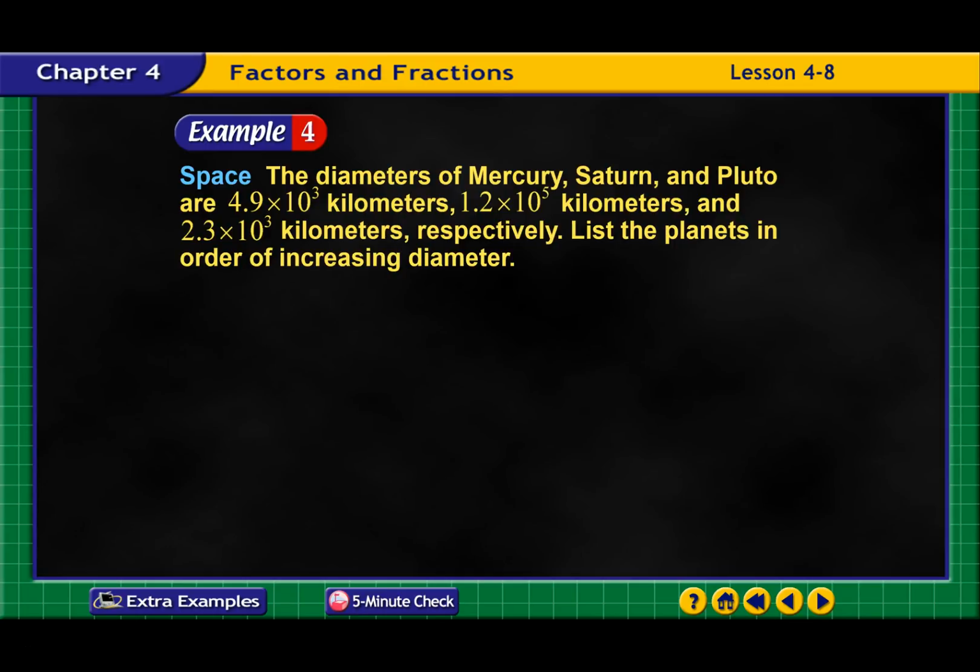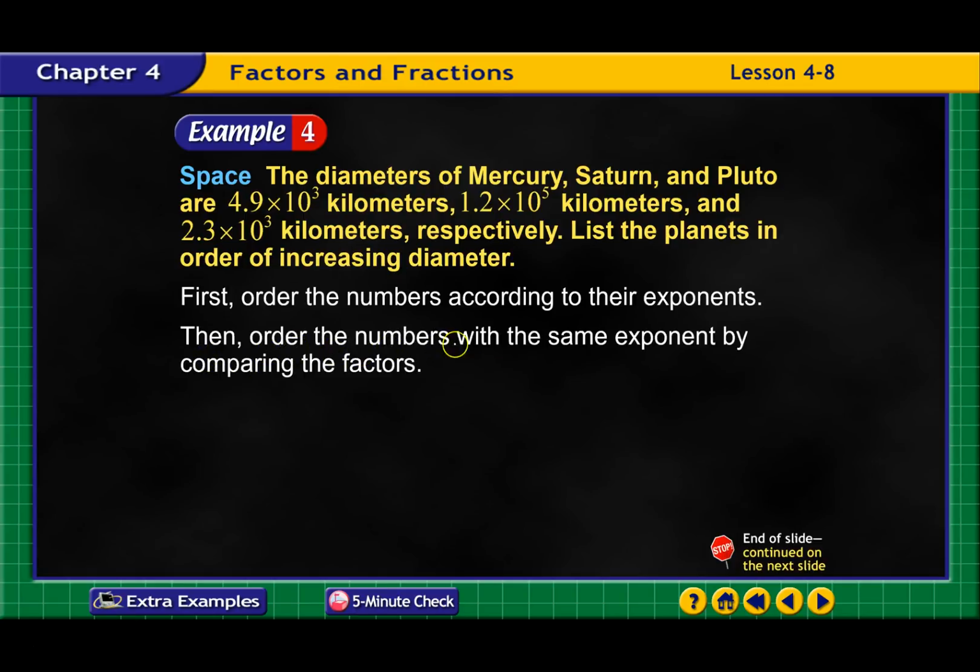The diameter of Mercury, Saturn, and Pluto are 4.9 times 10 to the 3rd kilometers, 1.2 times 10 to the 5 kilometers, and 2.3 times 10 to the 3rd kilometers, respectively. List the planets in order of increasing diameter. So we want the smallest planet to the biggest planet. All right, so first we order the number according to their exponents. So then order the numbers in the same exponent by comparing the factors. So first we look at the exponents, line them all up, and then we look at the factors to figure out which one's bigger.